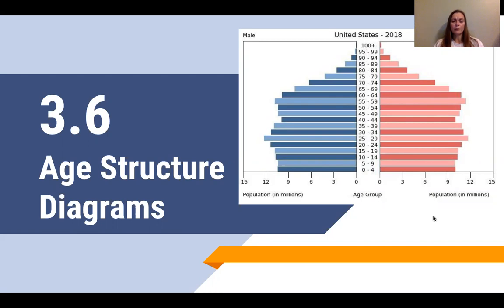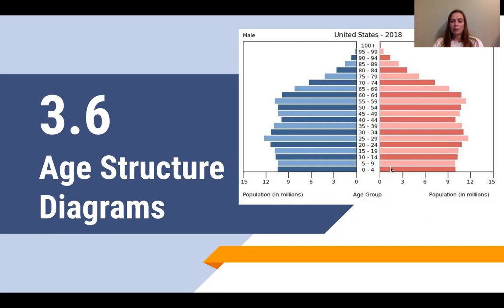So we're going to start with what we call age structure diagrams, or what are sometimes called population pyramids. Now you can see in this particular example that it doesn't look like a pyramid at all, but there are many of them that do. So this is an age structure diagram from the US from 2018.